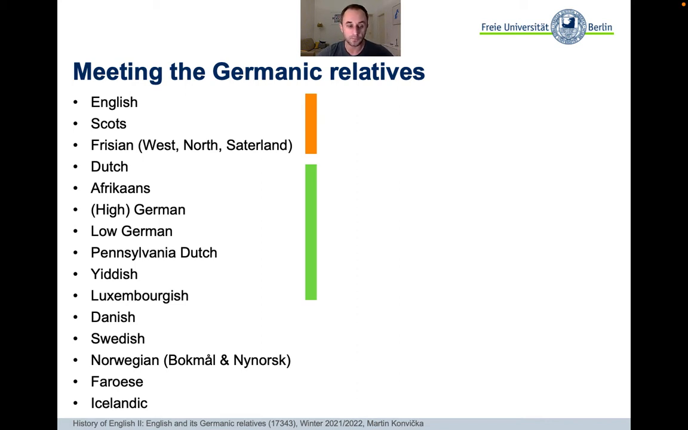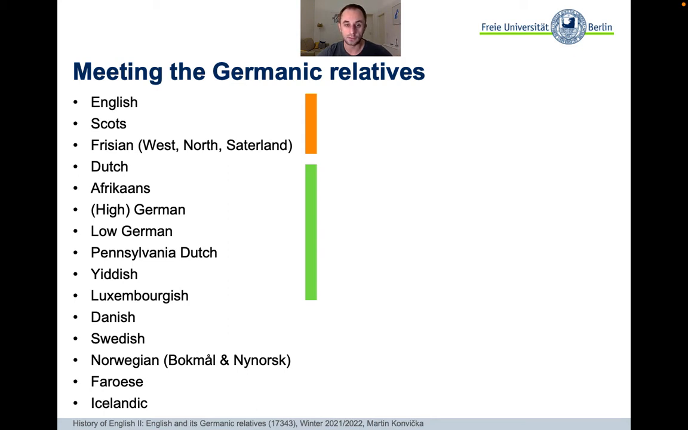Then there is Yiddish, a language that was once spoken by around 13 million people in Europe and the United States, but the language community of Yiddish has diminished in the course of the Second World War. It is still a language that is used in different countries around the world, in the United States and in Israel, probably most prominently. Then there is also Luxembourgish, one of the three official languages of Luxembourg.